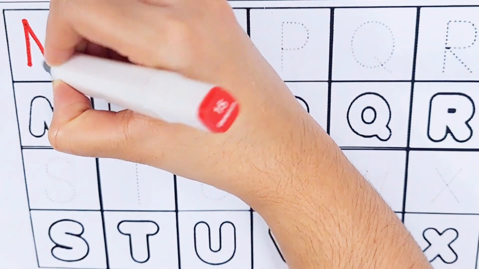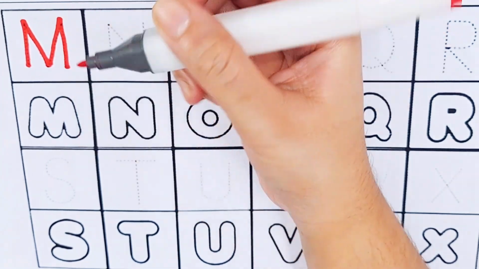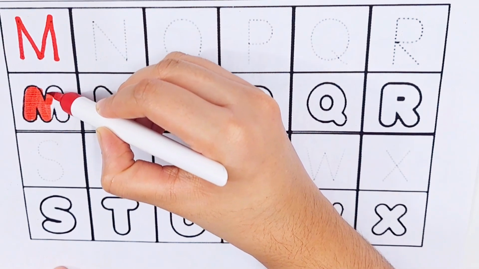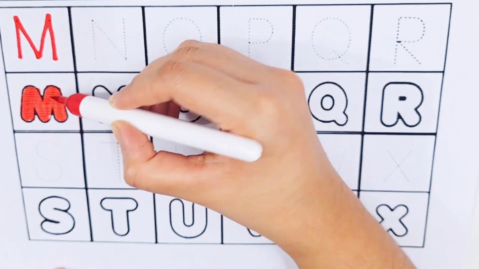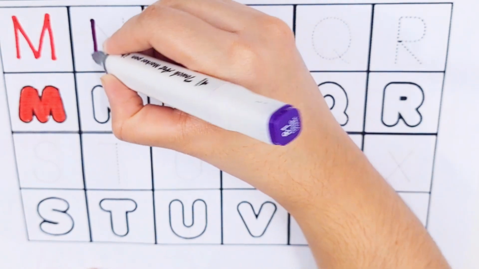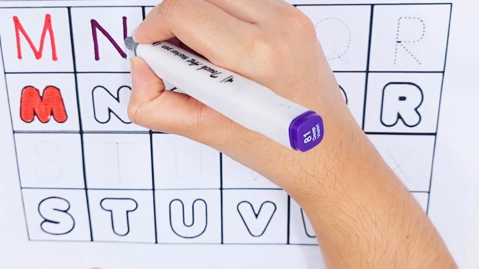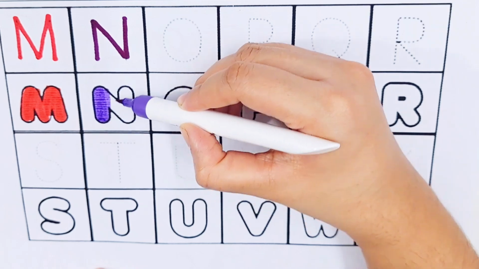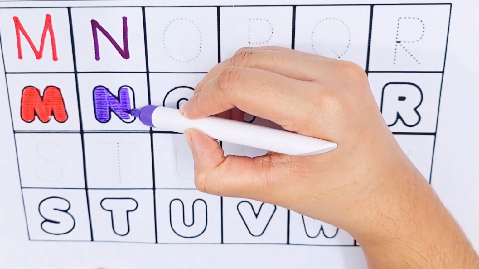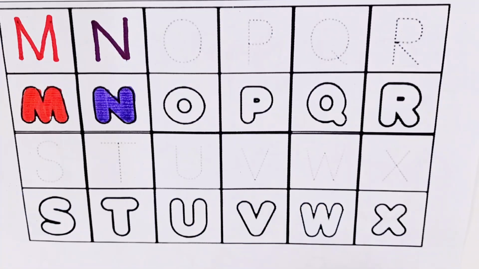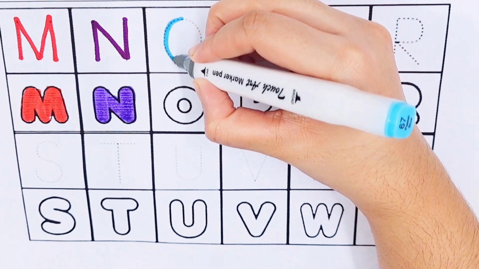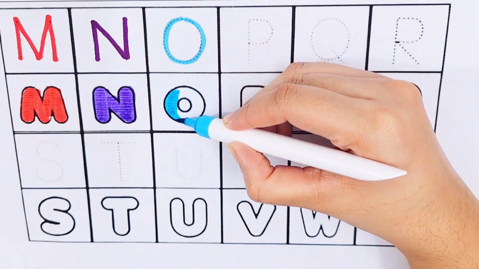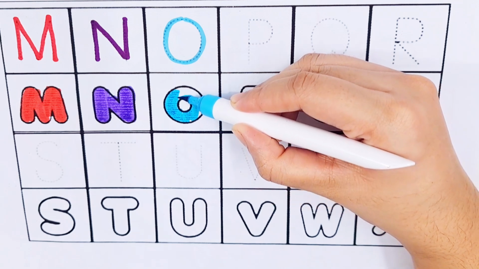M for moon. M for mango. N for nose. N for nuts. O for ox. O for oxygen.